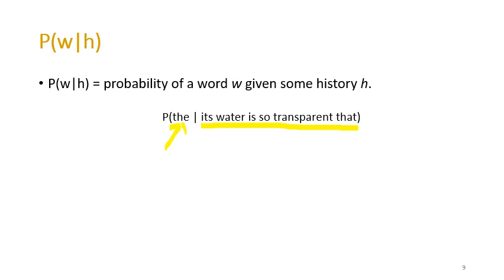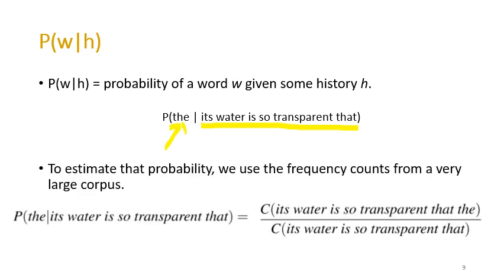How can we compute this probability? Well, one approach is to use the frequency counts from a very large corpus. Corpus means all the documents that you have in your data set. So to compute this, in the denominator, we count how many times we have seen the history. We count in our documents how many times we see exactly this sequence, "its water is so transparent that."